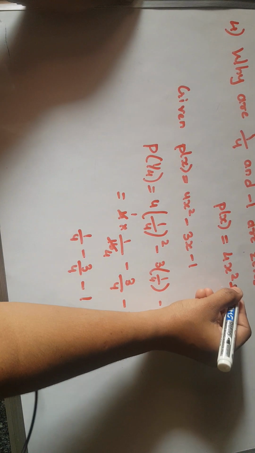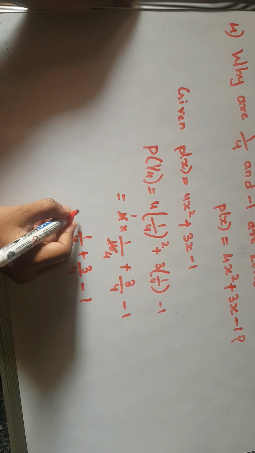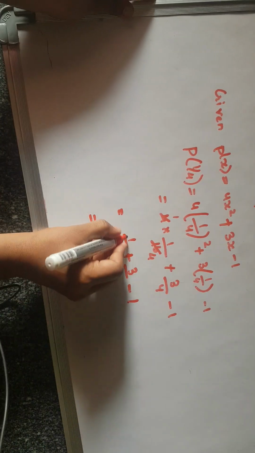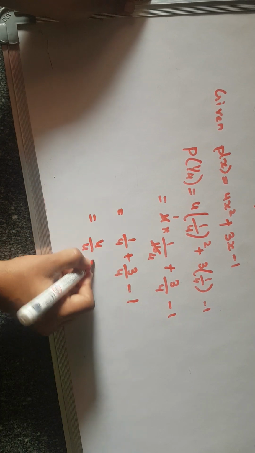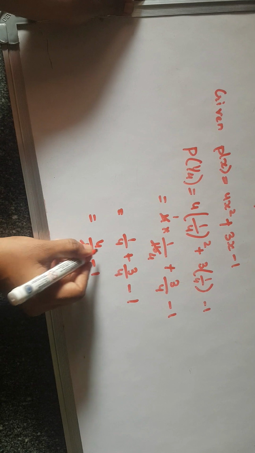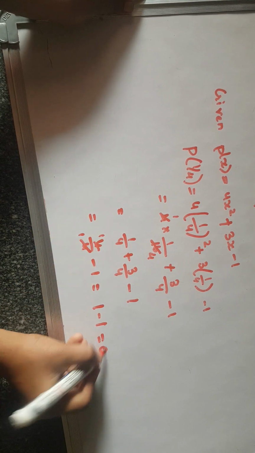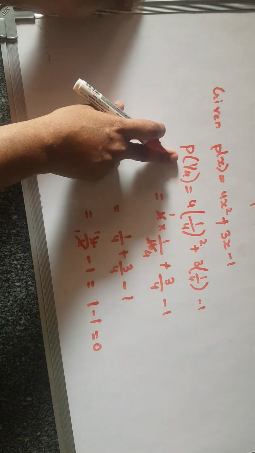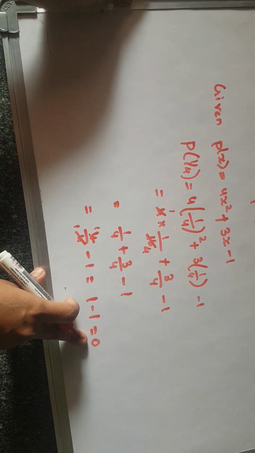Sorry, I have written the question wrong. This is plus 3 by 4. So 1 by 4 plus 3 by 4 becomes 4 by 4 minus 1. Cancel it, this 1 times once. So 1 minus 1, this value becomes 0. When you put 1 by 4 in place of x, the value is becoming 0.